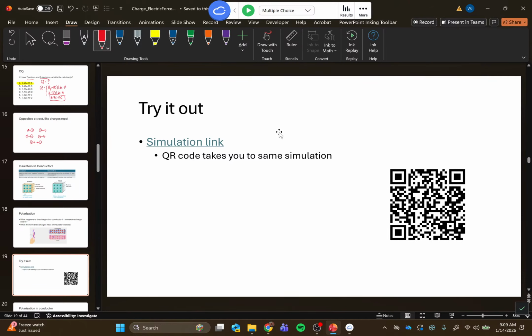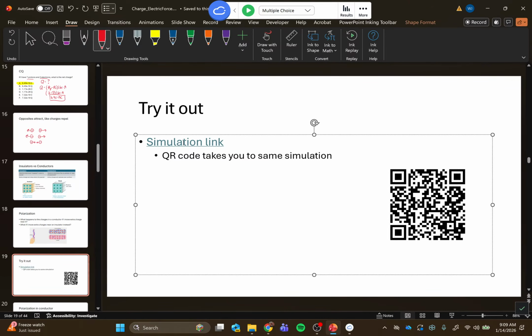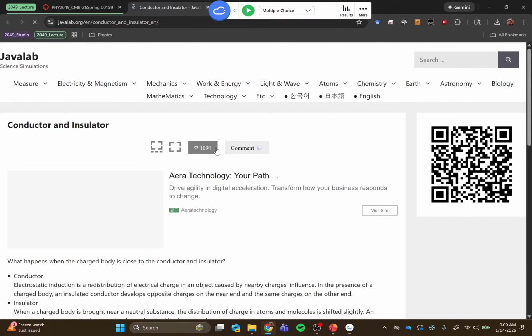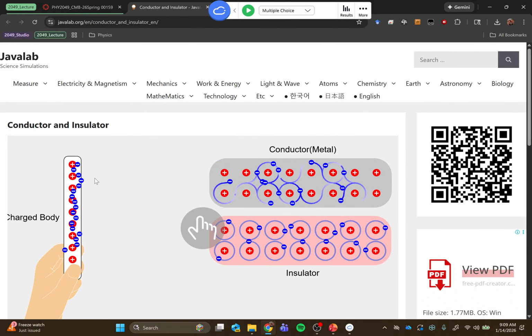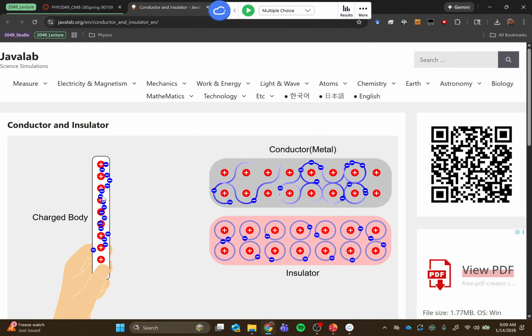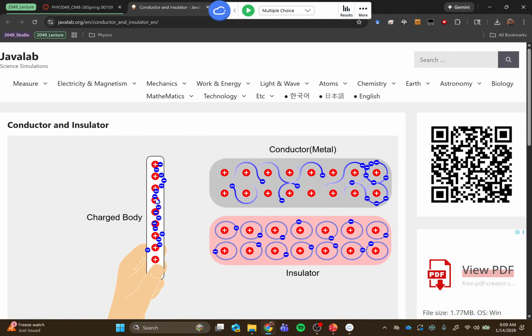You all can try this out kind of whenever. It's posted. The link is here. But for the sake of time, I'm just going to kind of show you all. So this is the website where I got this from. I think it's one of the best kind of simulations I've seen of this. So this is the same exact thing where it is charged. And as I bring this closer and closer, there is a distance dependence.